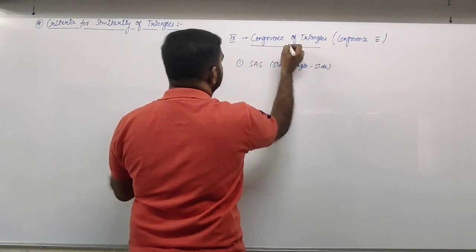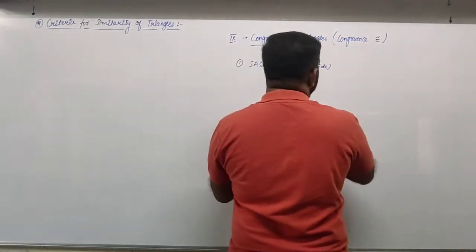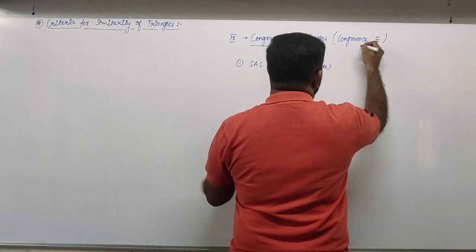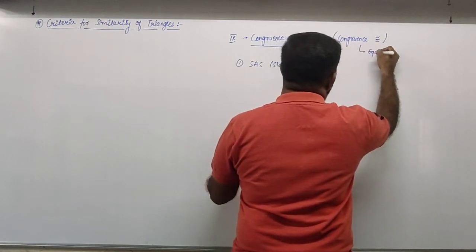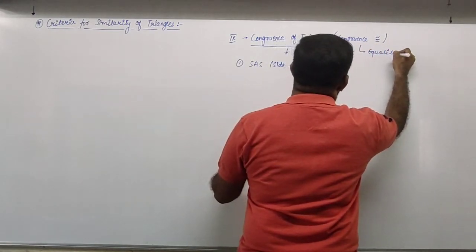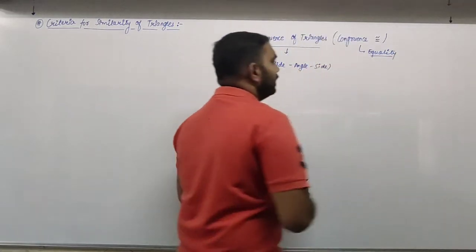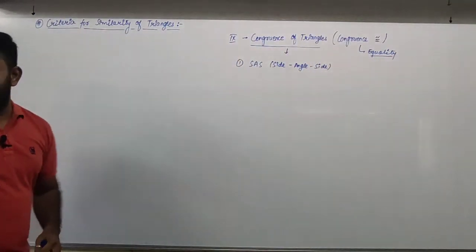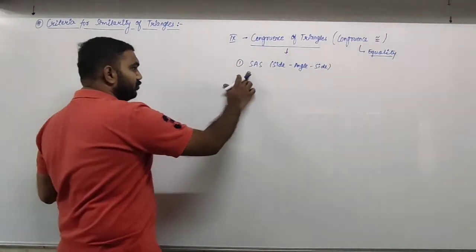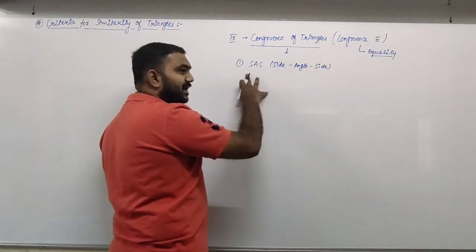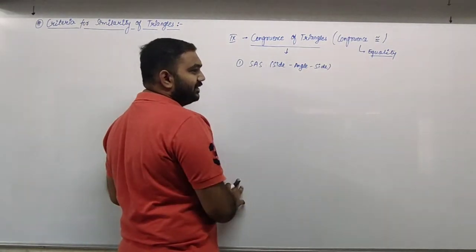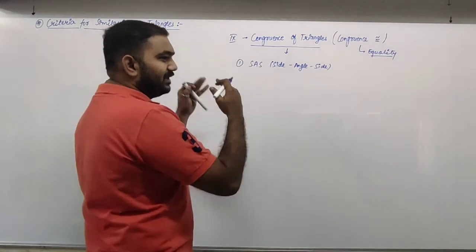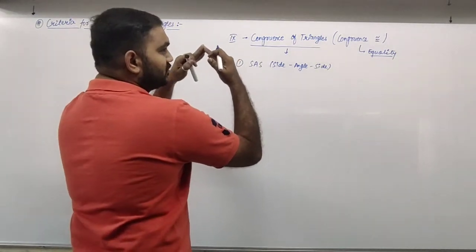The congruence of triangles, right? What does this congruence mean? Congruence, that means the equality or equal, perfectly equal. So if in two triangles any two sides and the included angle, that means the angle that is being included with these two sides.